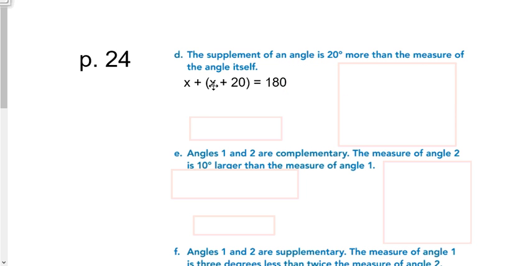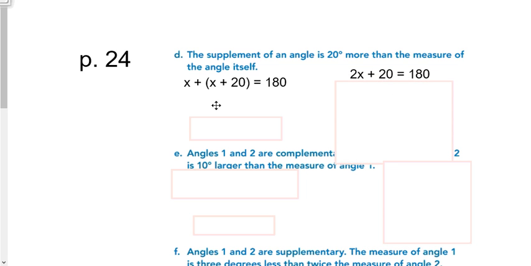All we have to do is combine the x's and solve for x. So we have 1x plus 1x is 2x, so 2x plus 20 is equal to 180. To isolate x, or to get x by itself, we have to move all the numbers first. This constant is adding 20, so the inverse of adding would be subtracting 20. So you subtract 20 from both sides, and you get 2x is equal to 160.